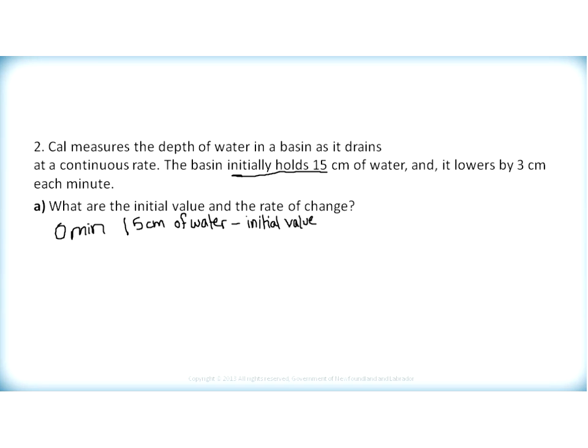It lowers by 3 centimeters each minute. So the rate of change would be 3 centimeters per minute. So my initial value is 15 centimeters. Oh, and it's going down. It lowers by 3 centimeters each minute, so it's actually going to be minus 3, because we're starting at positive 15 and we're going down to hopefully no water in the basin. So the rate of change is going to be minus 3 centimeters a minute, because it's going down by 3 centimeters every minute.